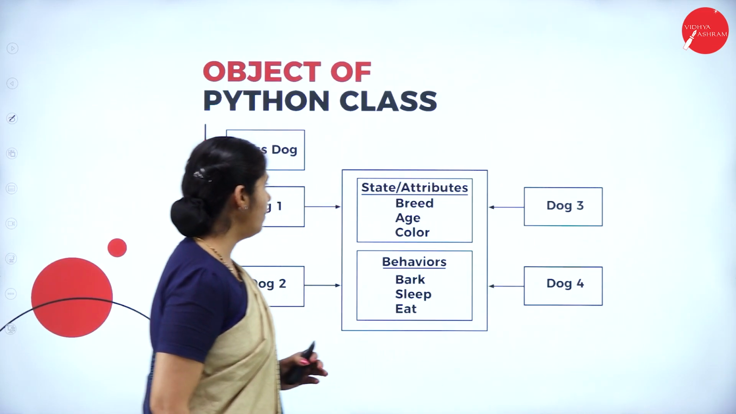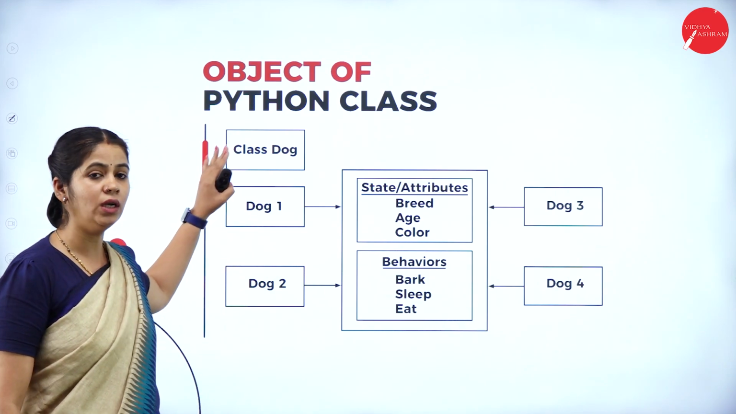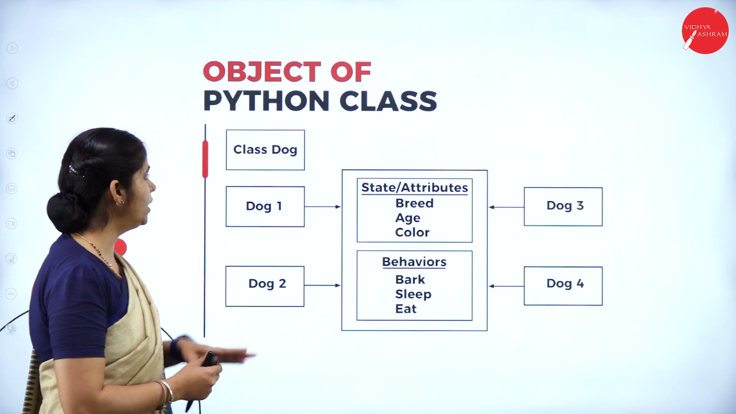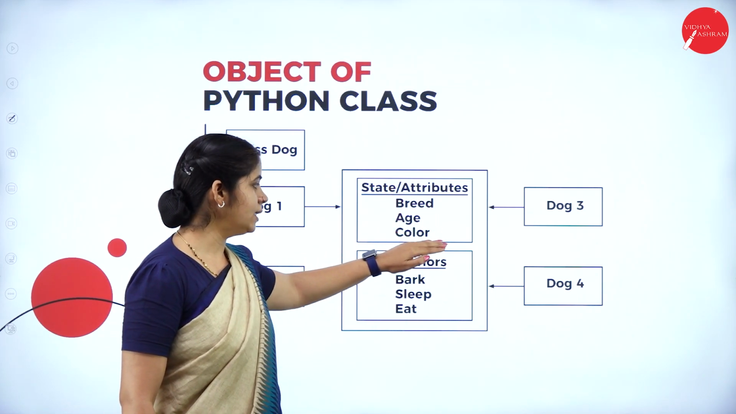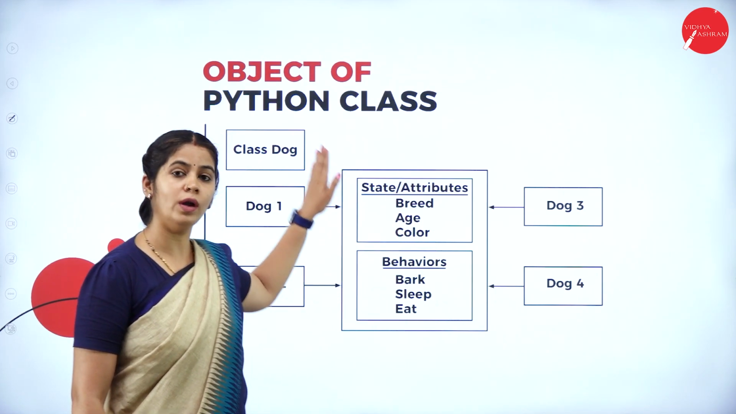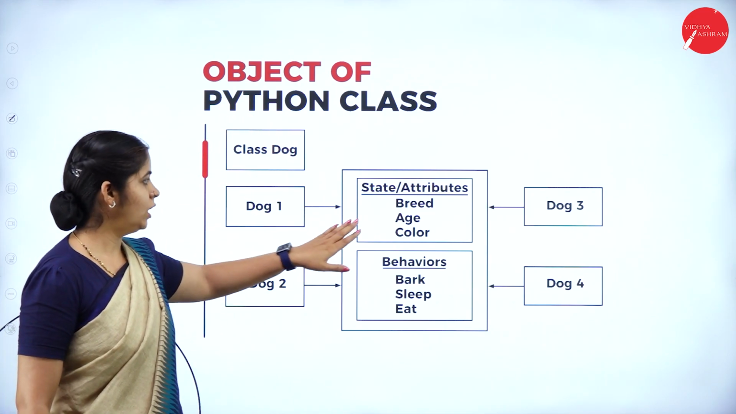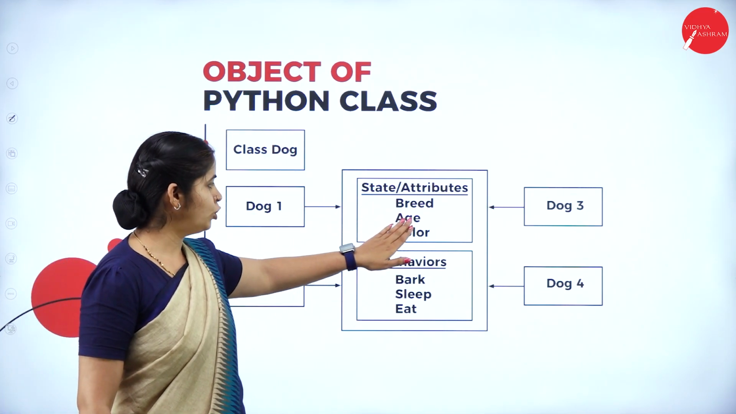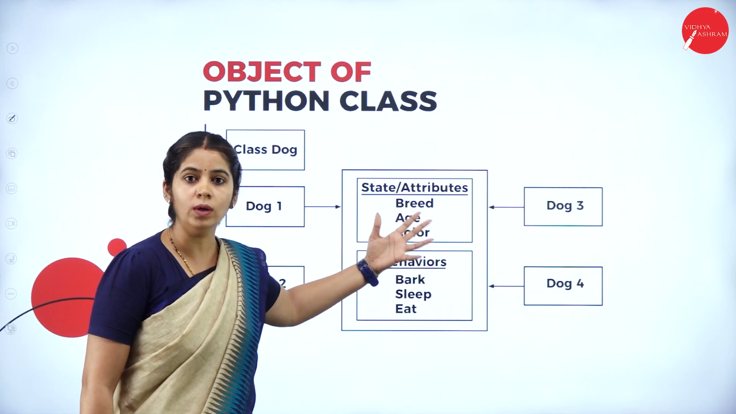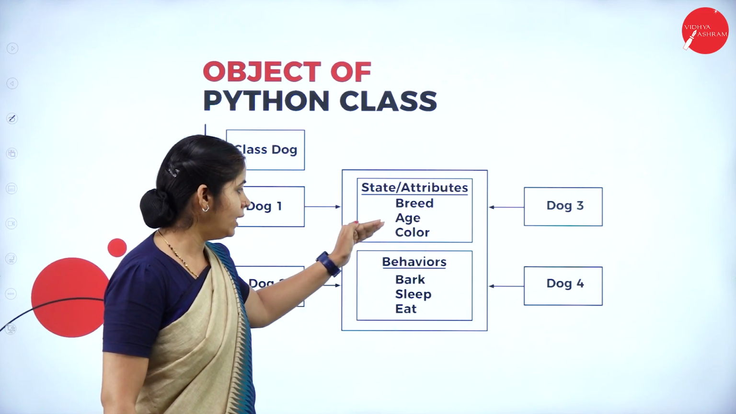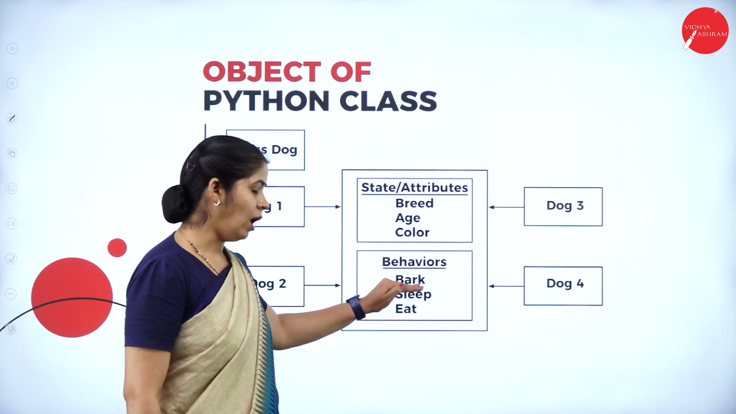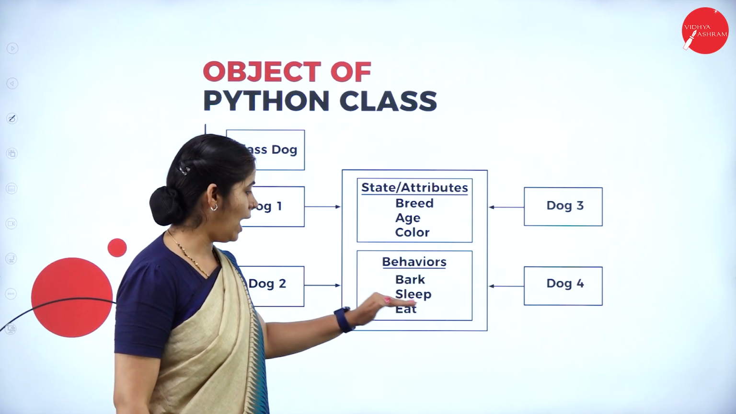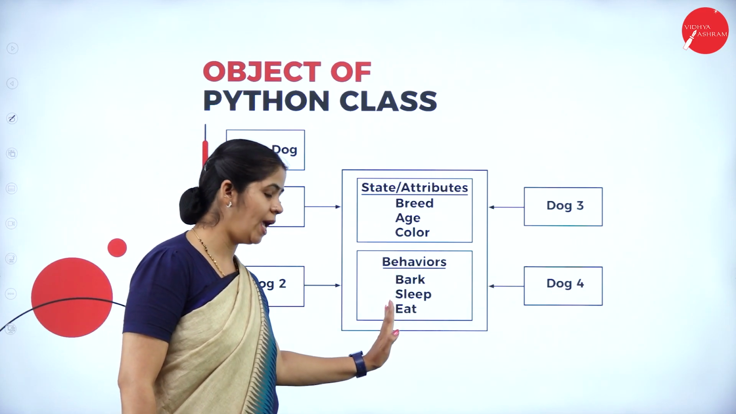Let us have an example. Here we have created one class called dog with the attributes breed, age and color, which are common attributes for any dog. A dog should have a breed, a dog should have an age, and a dog should have its own color. Then coming to the behavior, what is the behavior of the dog? It barks, it sleeps, and it eats. These are all the behaviors.